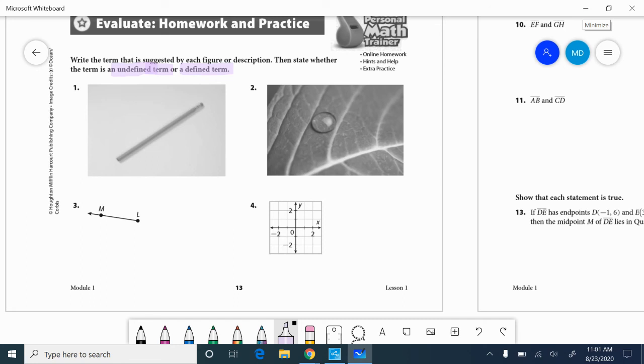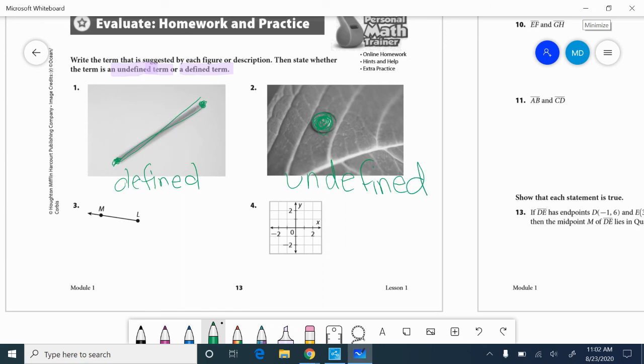So, number one, that looks like a pencil, I believe, sitting there. And we want to think of that as a line. Okay, actually, a line segment, not a line. A pencil doesn't go on forever. It is finite. Okay, and I'm just going to draw on top of it to show you, like, you'd have a point here and a point here, and then a line connecting them. So it is a line segment, which is a defined term. So this is defined. Number two, it's a leaf with a water droplet. Okay, that is representative of a point, a giant point, but a point. That is undefined.